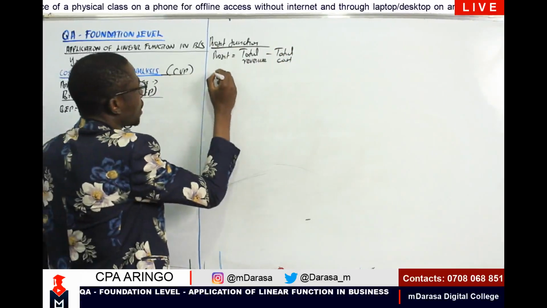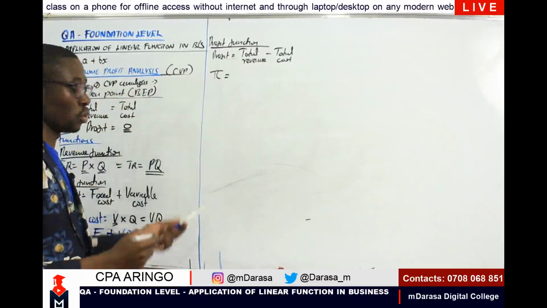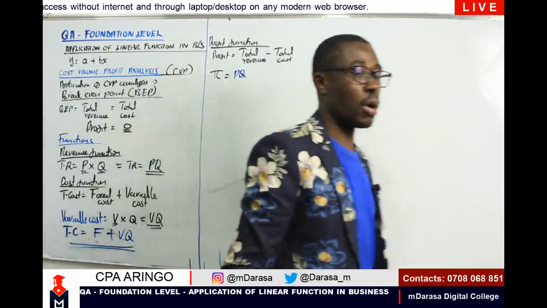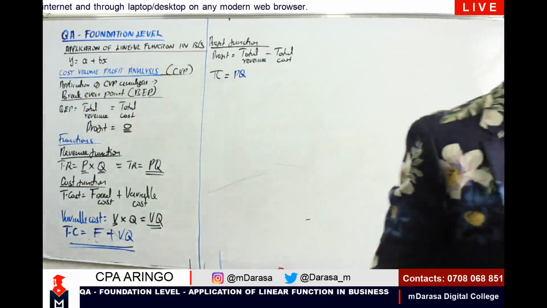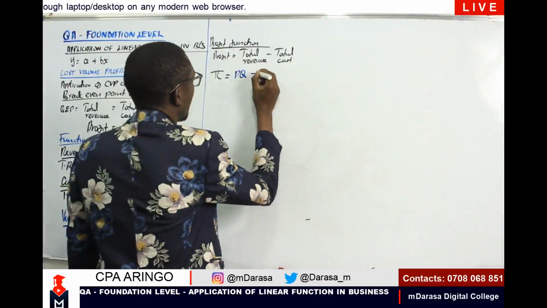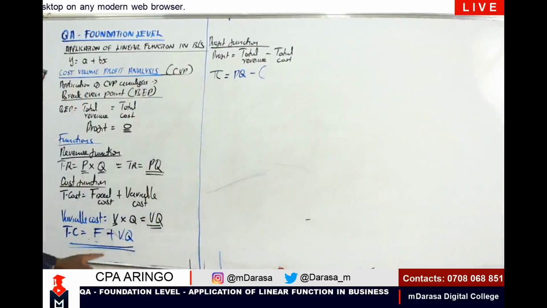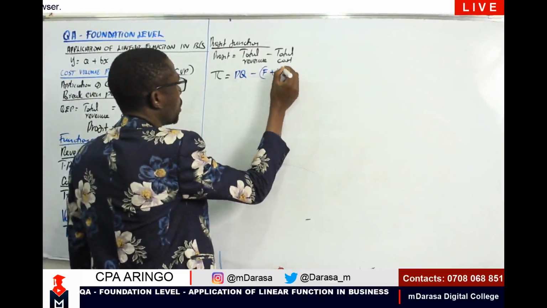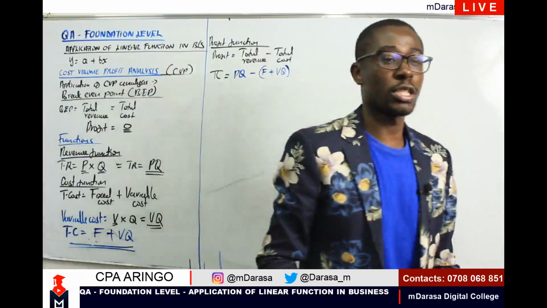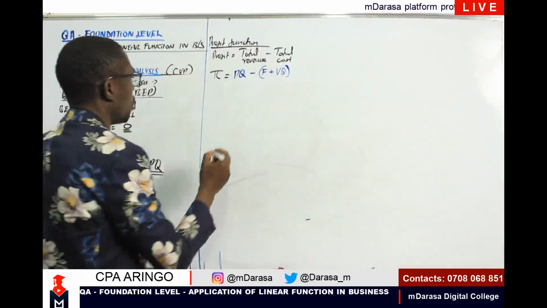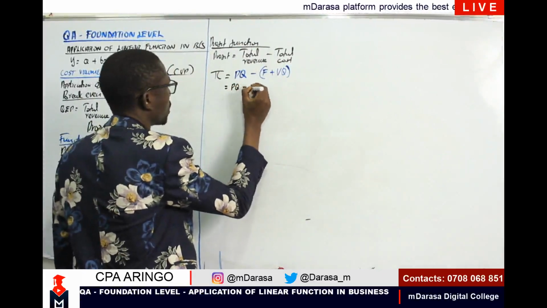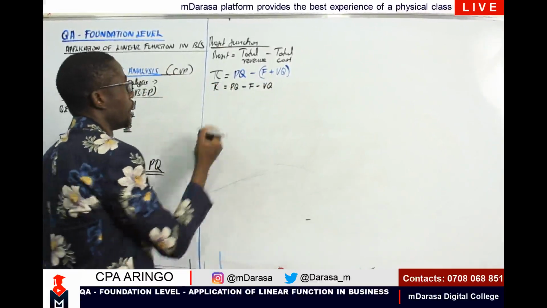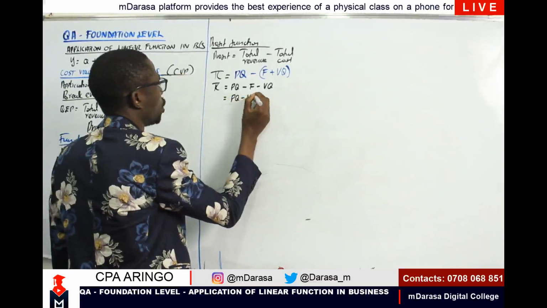Our total revenue, as we can clearly see here, was PQ. Then minus our total cost, which we had here as fixed cost plus VQ. Breaking this formula down, we have PQ minus fixed cost, and if we open the bracket, of course, minus VQ. That should give us our profit. Breaking it down further, we have PQ minus VQ minus F.